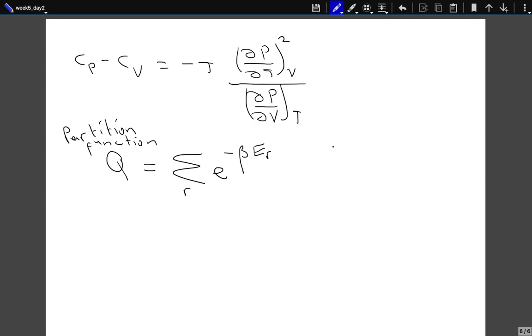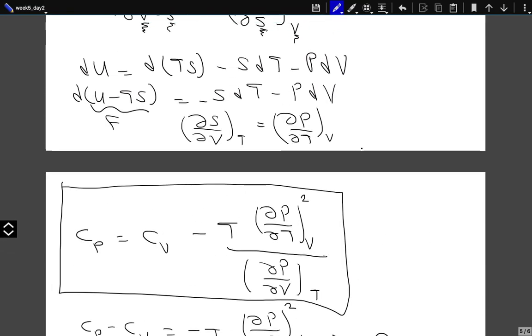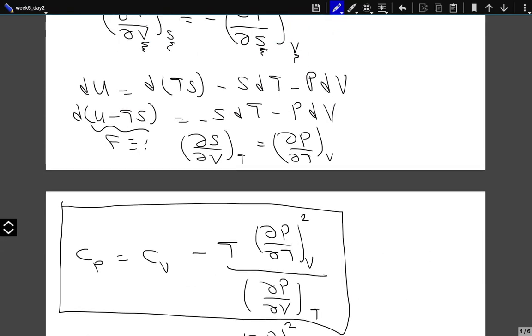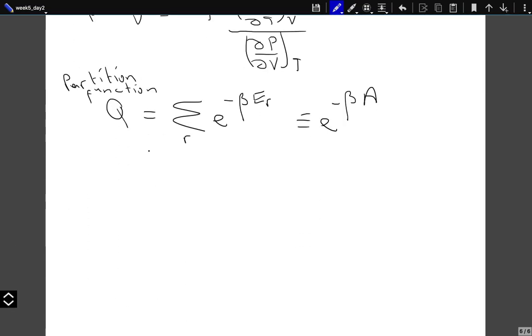And this was equal to e to the power minus beta A, where that A, here I use the symbol F, is the free energy. So the logarithm of q is actually minus beta times A. And remember, dA is minus S dT minus P dV.